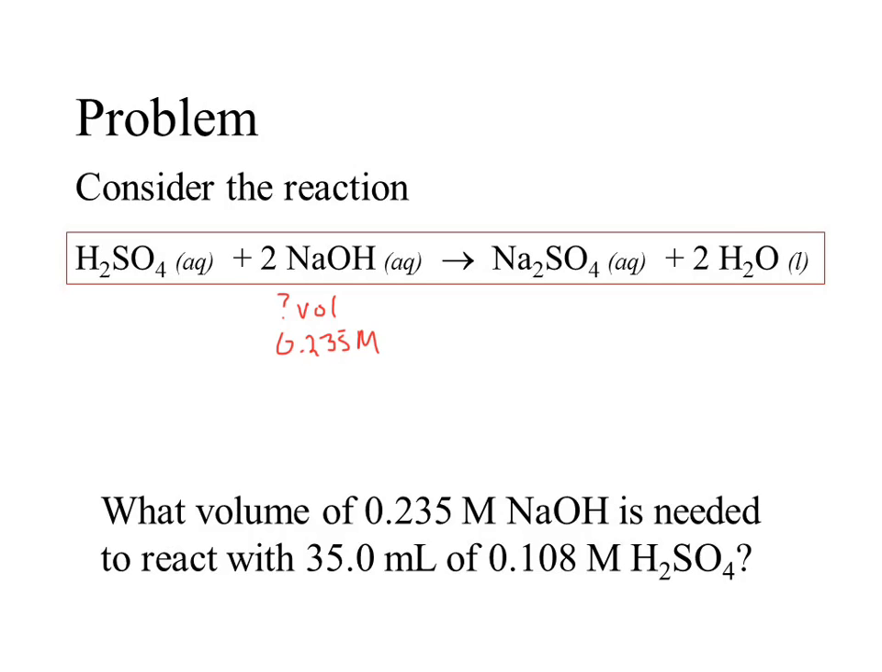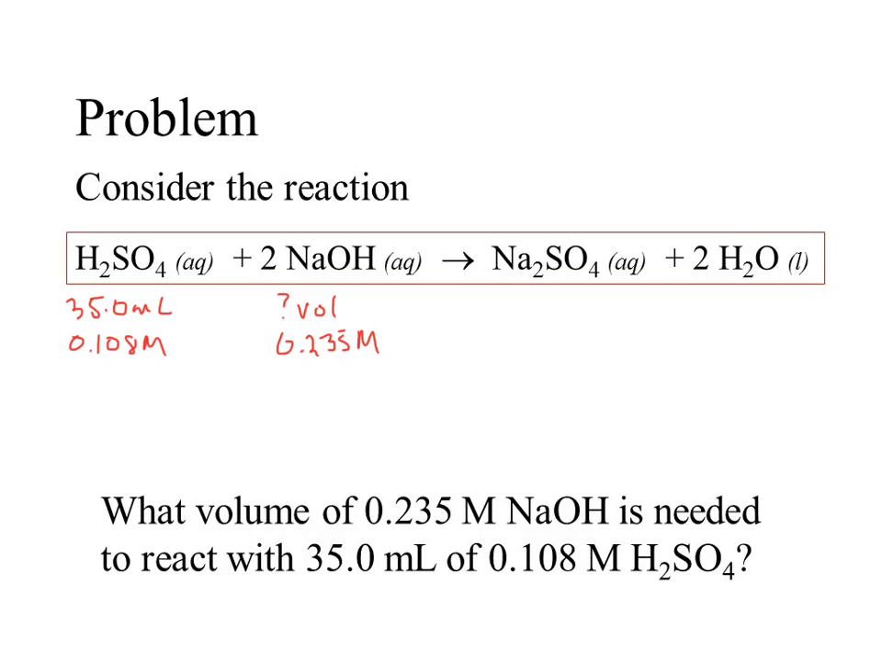What volume of NaOH is needed to react with, and then they give me the volume and molarity of the H2SO4. So I'm going to go up under the H2SO4 and write 35.0 milliliters, and I'm going to put 0.108 molar under the H2SO4.